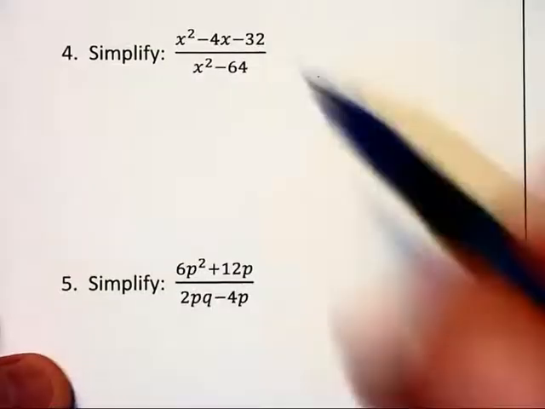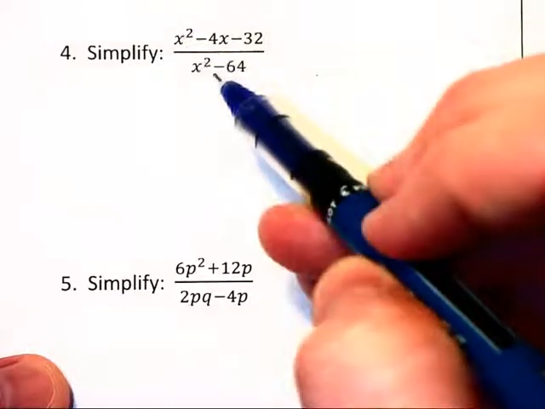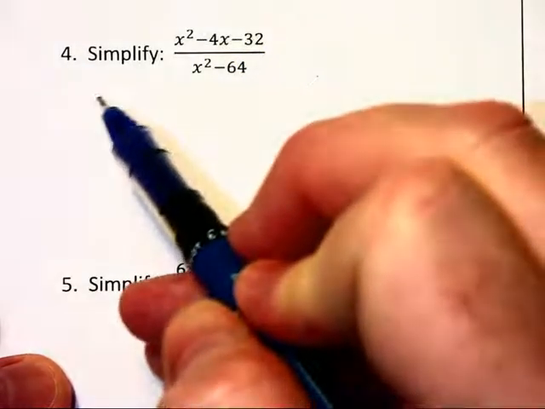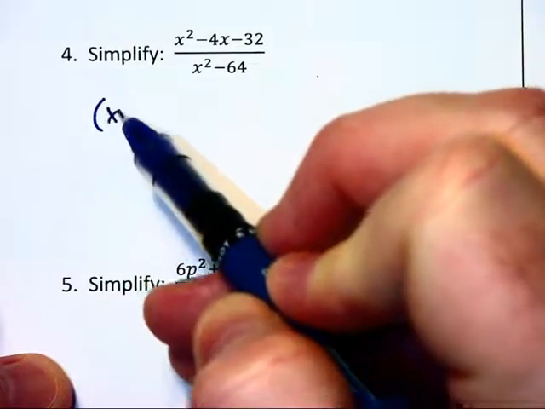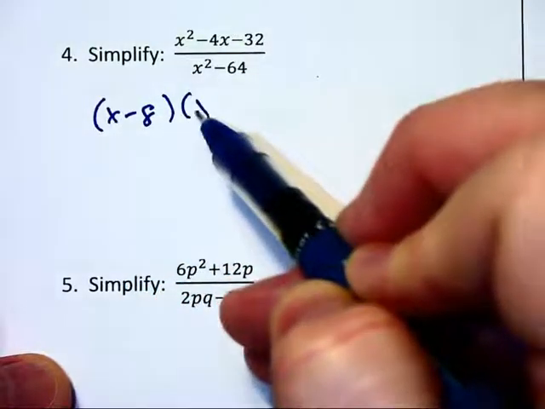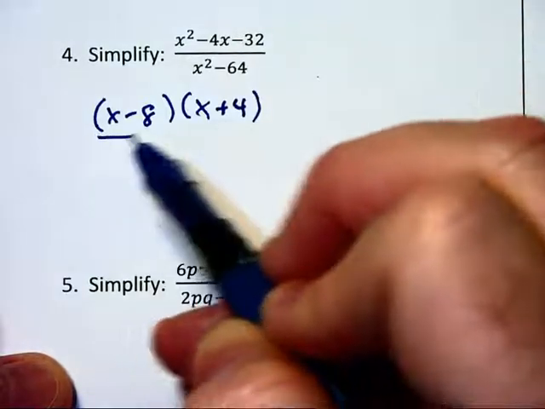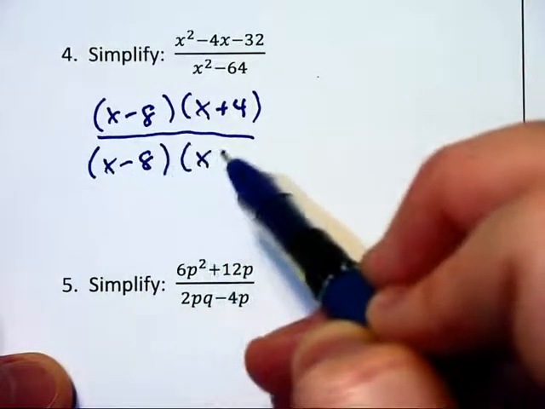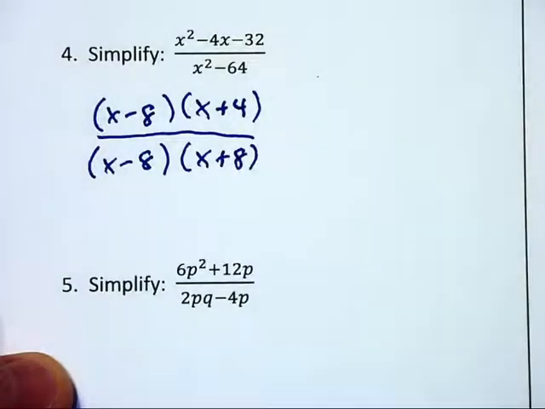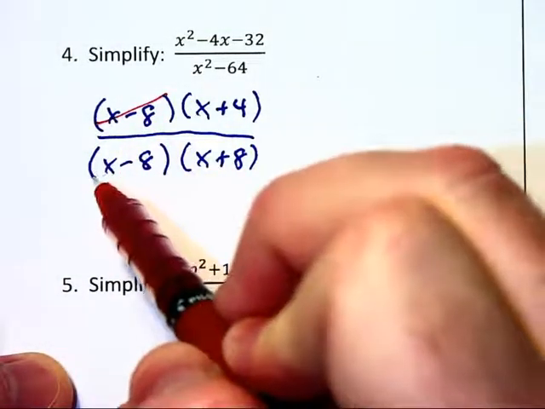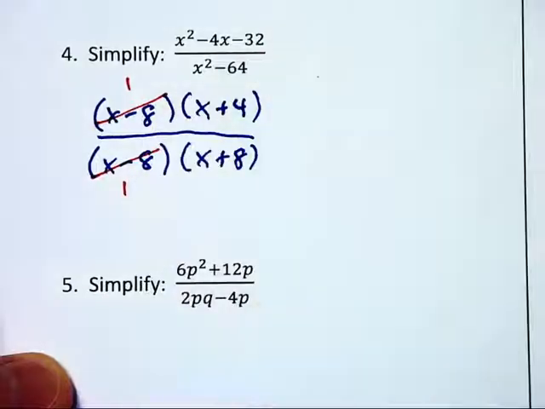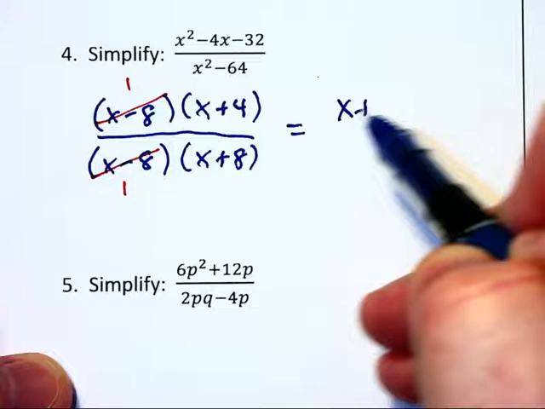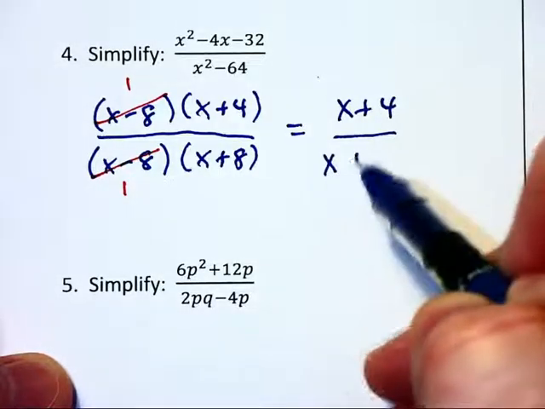For this next problem, do not start canceling x squareds. You cannot cancel things that are not factors. So we factor the numerator into x minus 8 times x plus 4. We factor the denominator into x minus 8 times x plus 8. Then we see that we've got common factors of x minus 8, which can be divided out of both the numerator and the denominator, leaving us with x plus 4 over x plus 8.